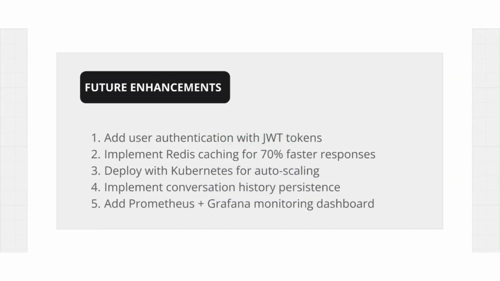Okay, so now let me tell you about the future enhancements. I'm planning to add proper authentication with JWT tokens or via a third-party authentication service. Second, we could also implement caching with Redis DB so that the inference could be faster. Third, we could deploy our project with Kubernetes so that it can handle more users automatically. Fourth, we could store our conversation history in a persistent database. And lastly, we could add some monitoring tools to track how everything is performing.